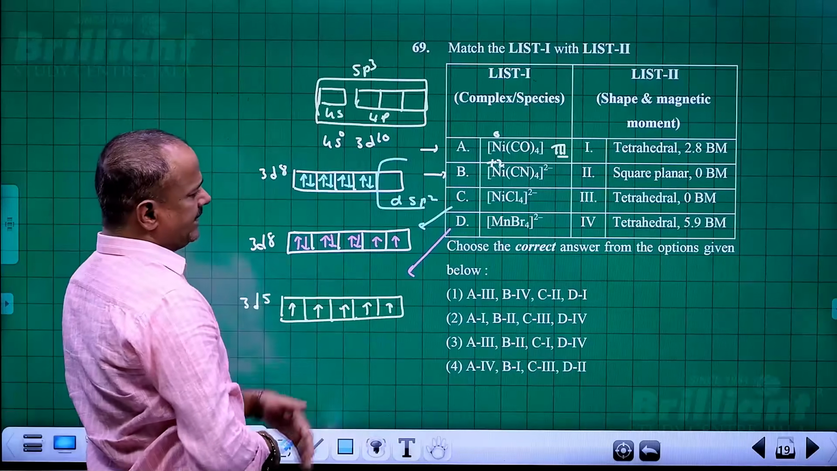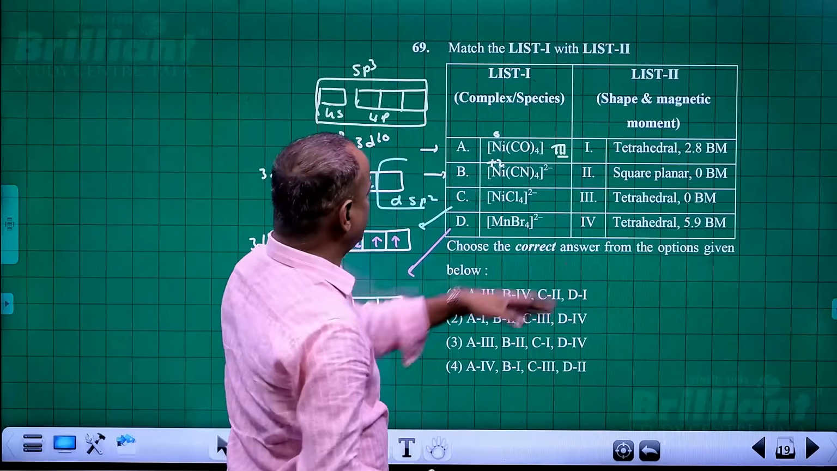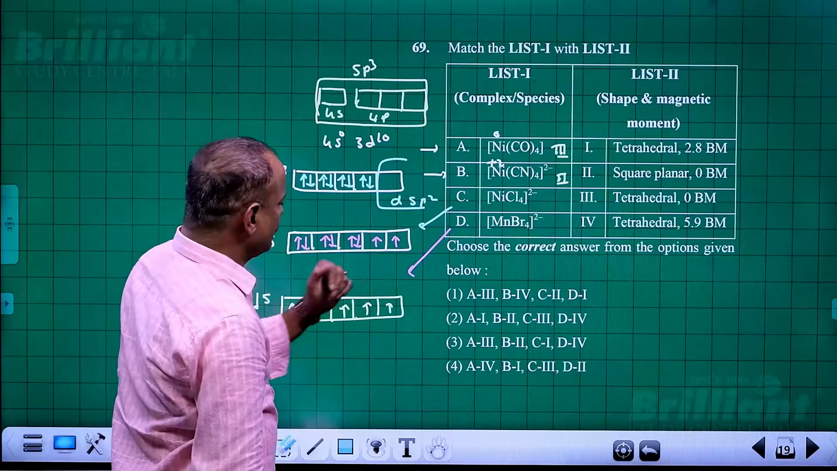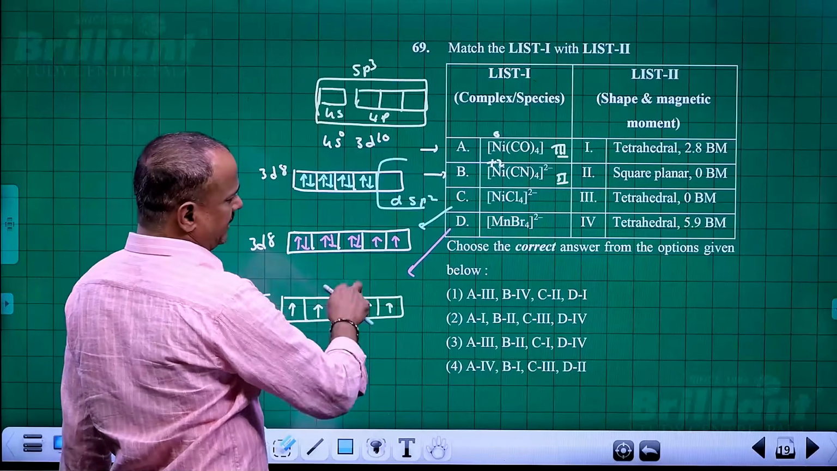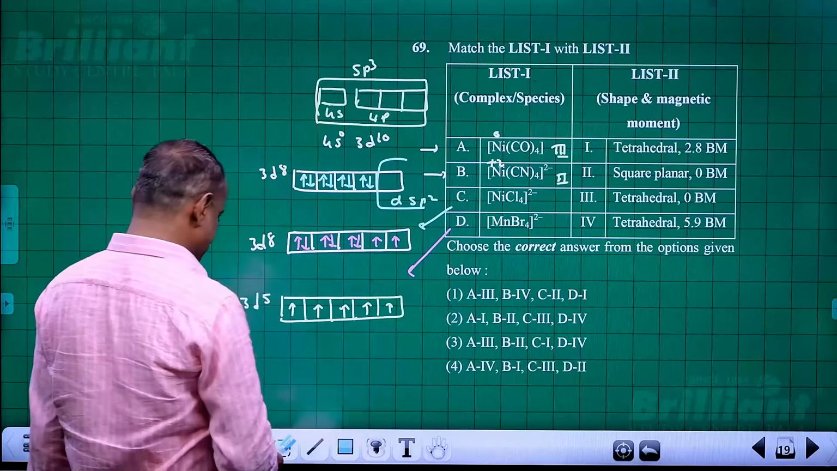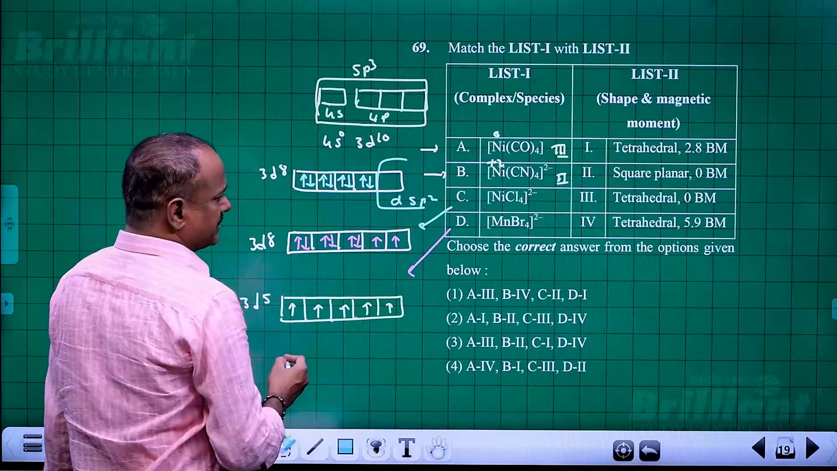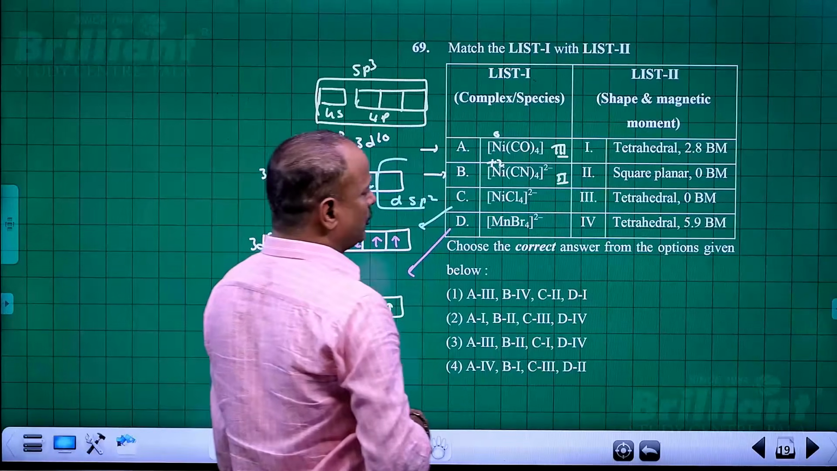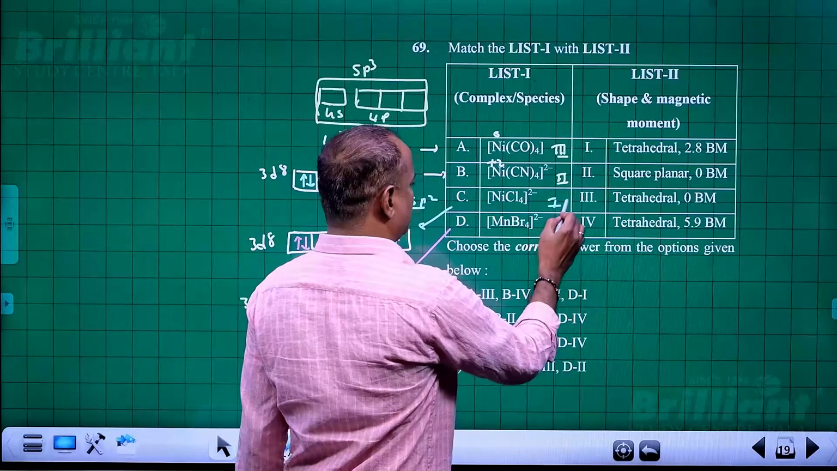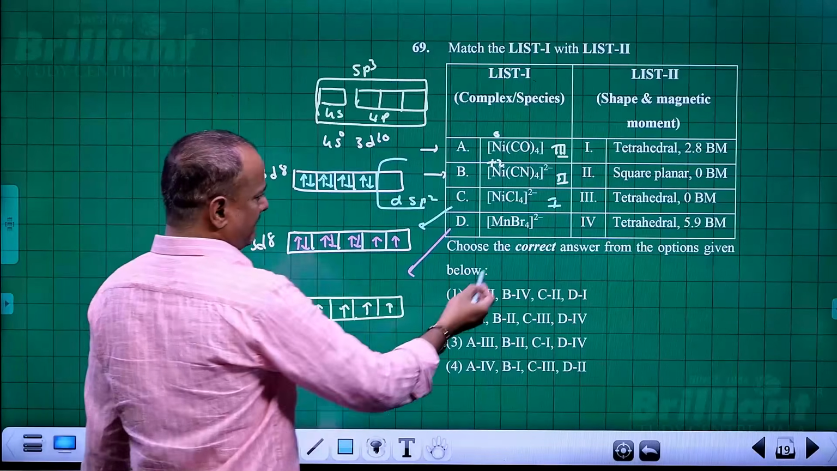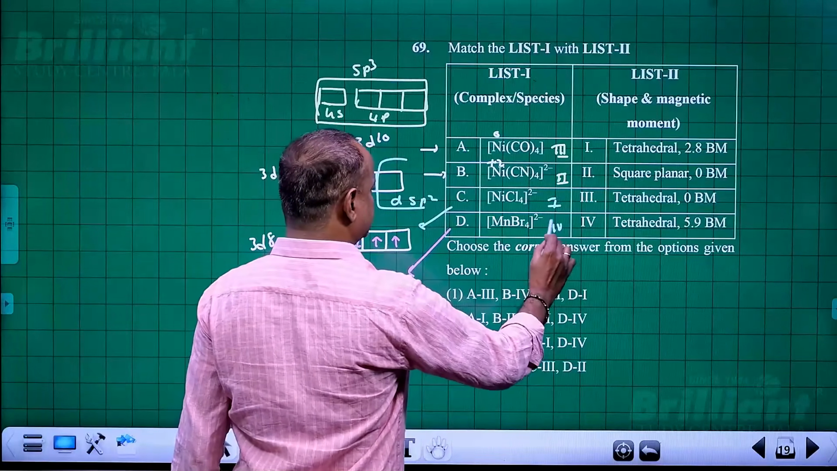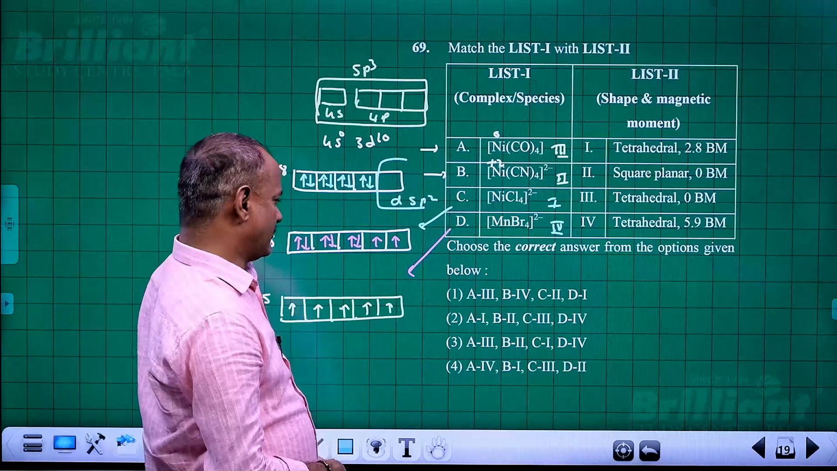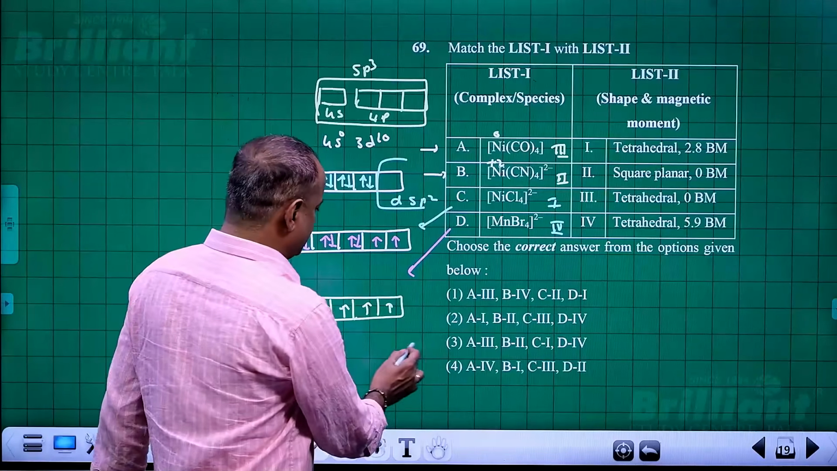Nickel cyanide, dsp2, square planar, zero moment, B2. Nickel chloride is tetrahedral, but with two unpaired electrons because this is 3d8, sp3 hybridization, with 4s0 and 4p0 undergoing hybridization. So that's why tetrahedral with 2 unpaired electrons: root of 2 into 2 plus 2, nearly 2.8. This one was tetrahedral only, but 5.9 because 5 electrons. So 3, 2, 1, 4. Option 3.